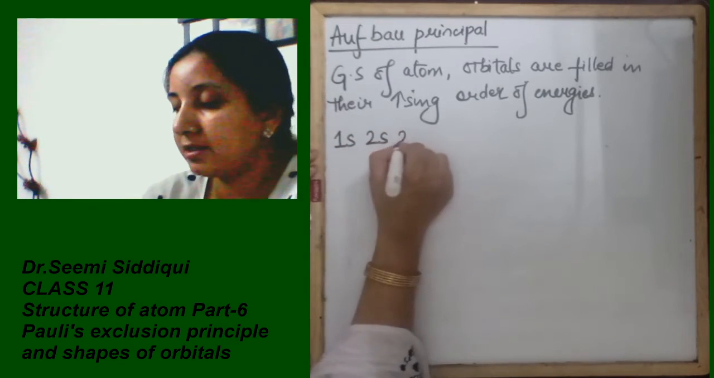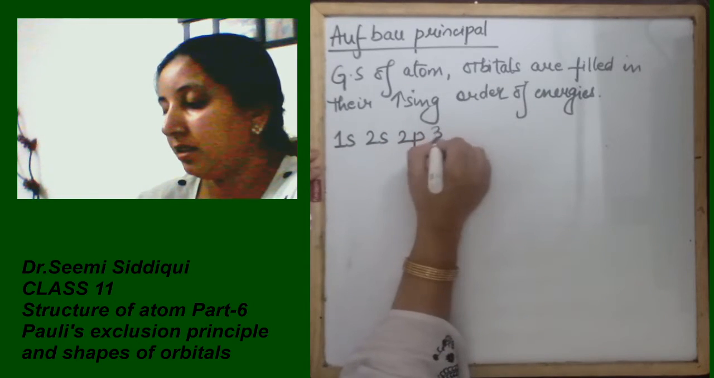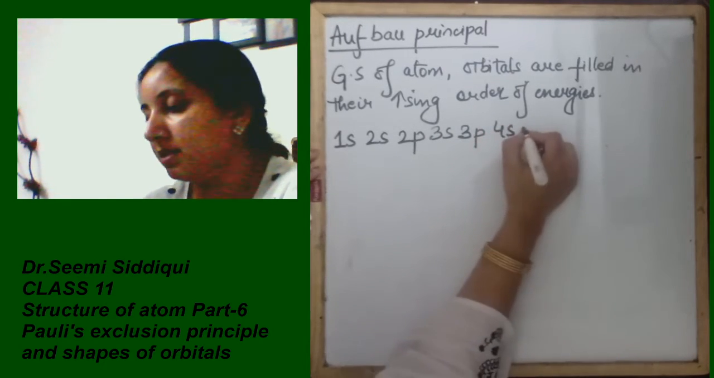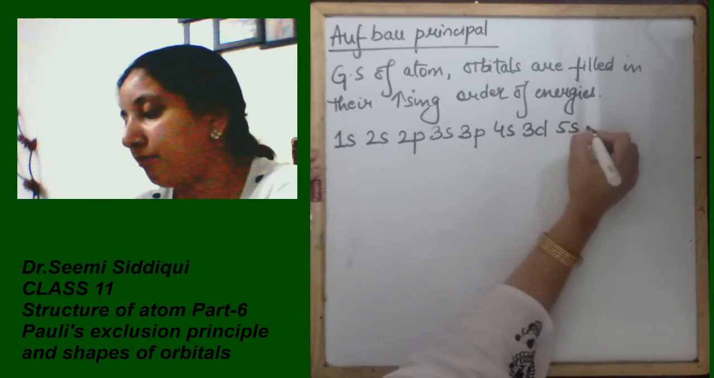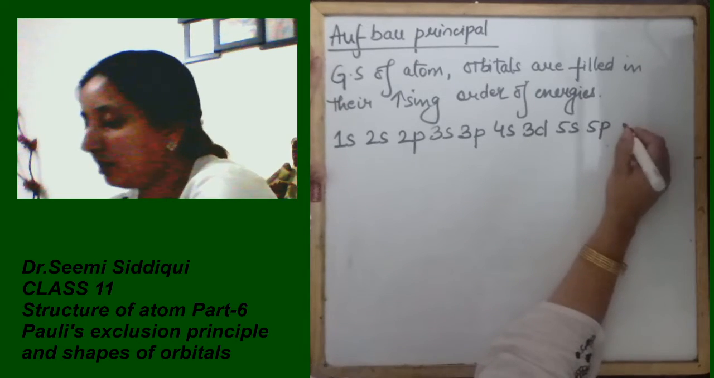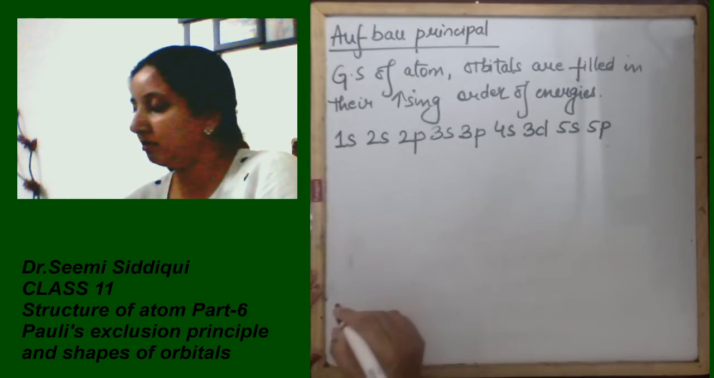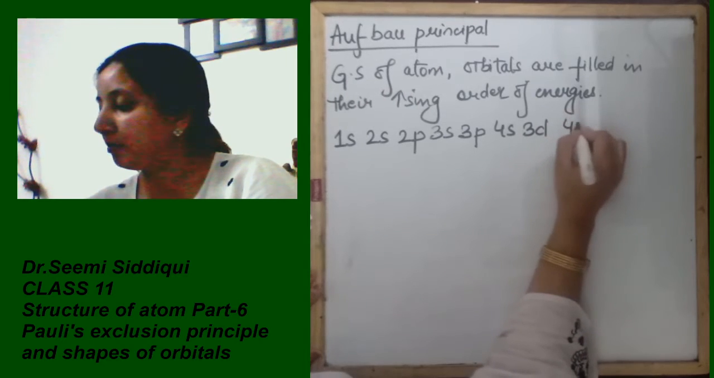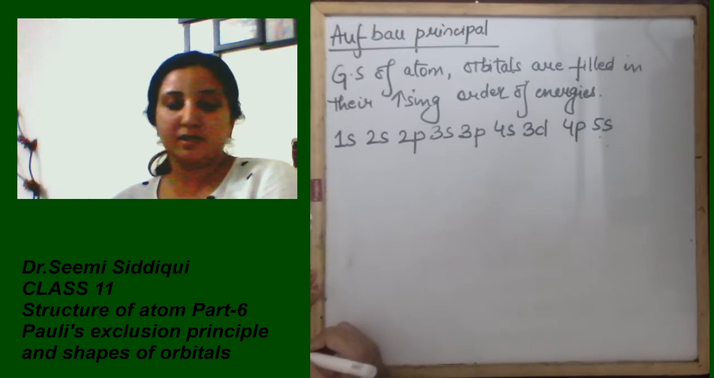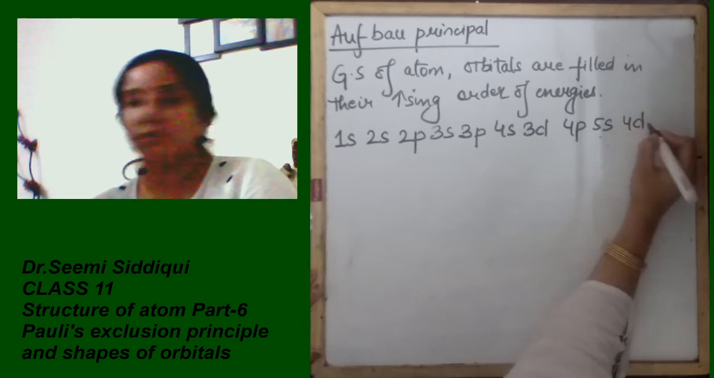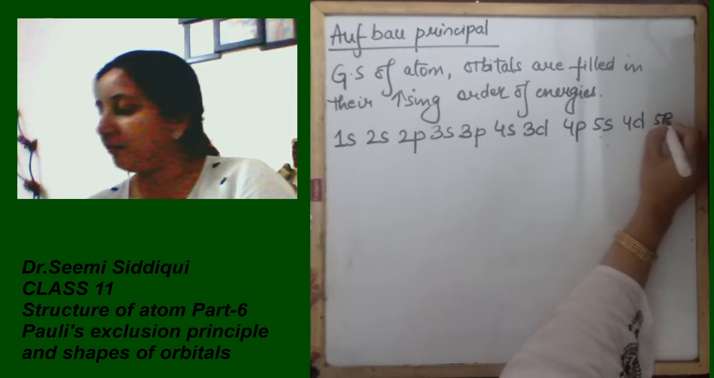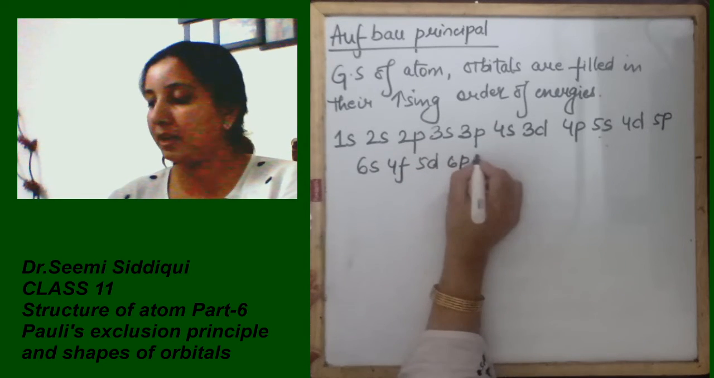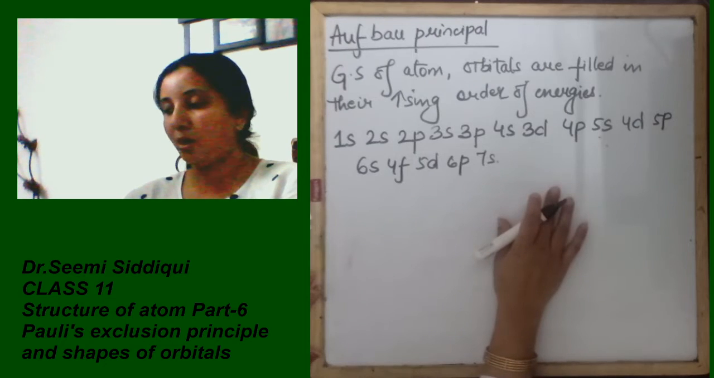1s, 2s, 2p, then 3s, 3p. Now before 3d we write down 4s and then 3d. After 3d we have 4p, after 4p we have 5s, then after 5s we have 4d, after 4d we have 5p, then 6s, 4f, 5d, 6p, 7s. This is the increasing order of the energies.